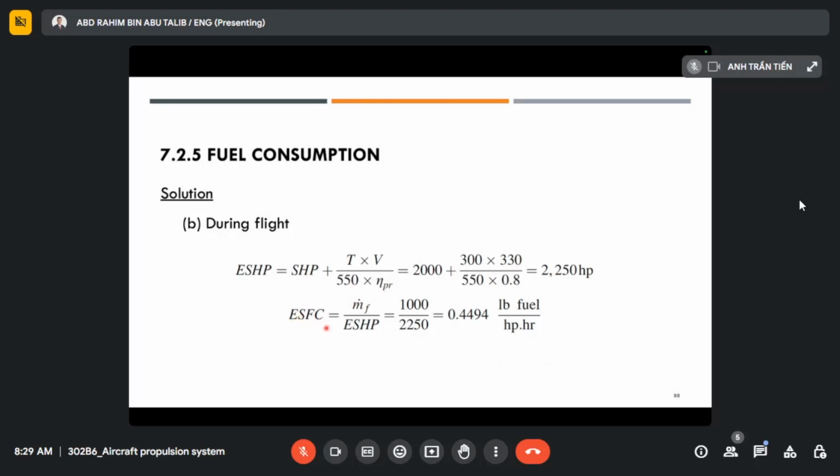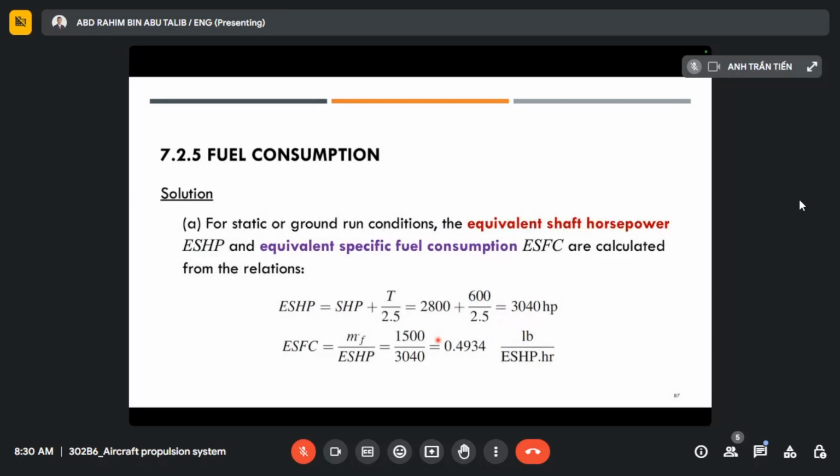And then we continue to find the equivalent specific fuel consumption, ESFC. So you have the mass flow rate of the fuel, which is 1,000, and you already got the value of ESHP, which is 2,250 horsepower. You obtain the equivalent specific fuel consumption to be 0.4494 pound fuel per horsepower hour. All right, so this is during the flight.